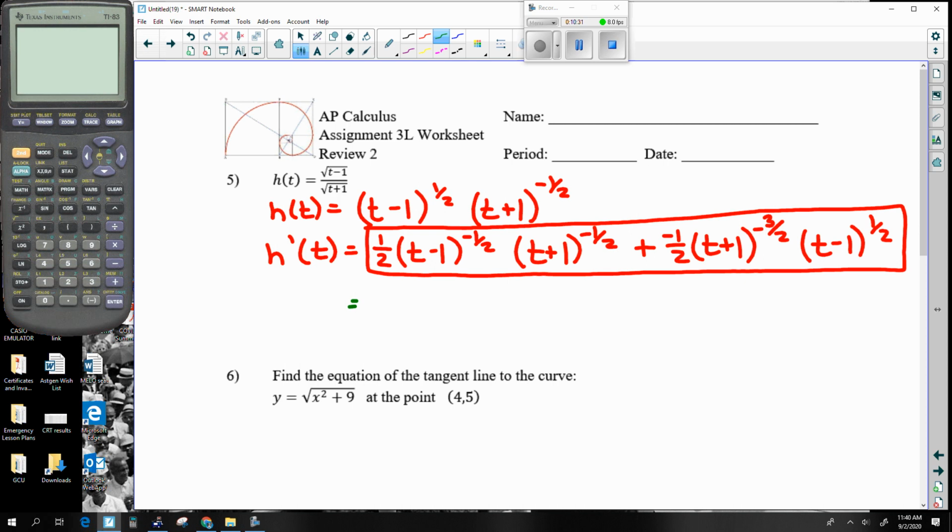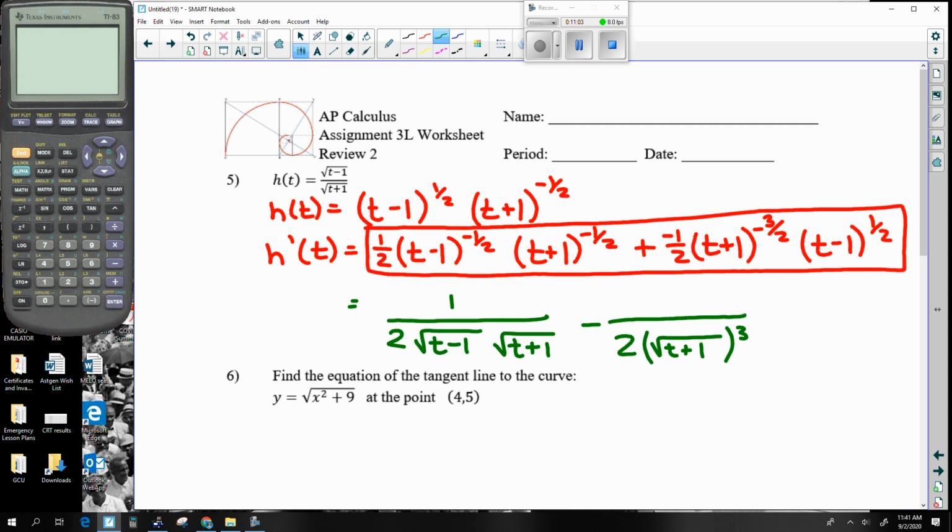So right now, just put things on proper sides. I have a 2, t minus 1, t plus 1 on bottom. This is going to be a minus because of the negative 1/2 part of that. This is going to be a 2, t plus 1. I'm going to write this as the square root of t plus 1 to the 3rd power. Okay, I'm going to just write that temporarily. And then I have a t minus 1 on top. All right, so I put things in the proper places.